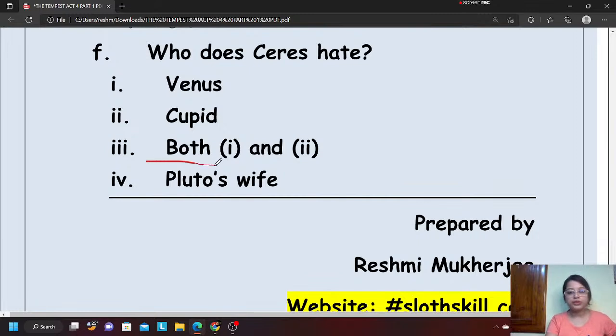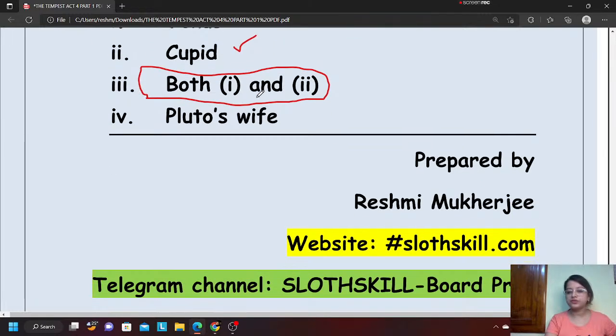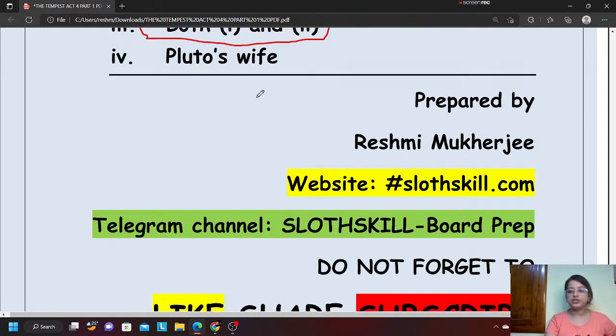Correct. So option number 3, Venus and Cupid. Venus is goddess of love and Cupid उसका बेटा है. So arrows hit करने से everybody falls in love with one another. So they caused the trouble. They had caused the trouble with her daughter, and that is why she is annoyed.